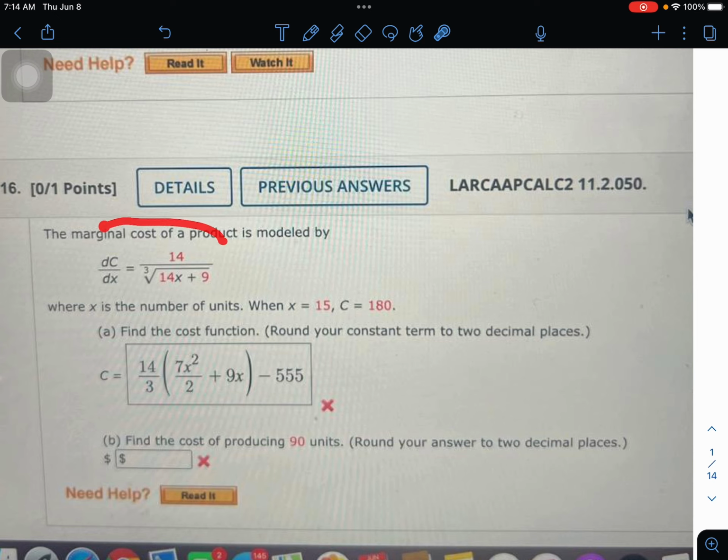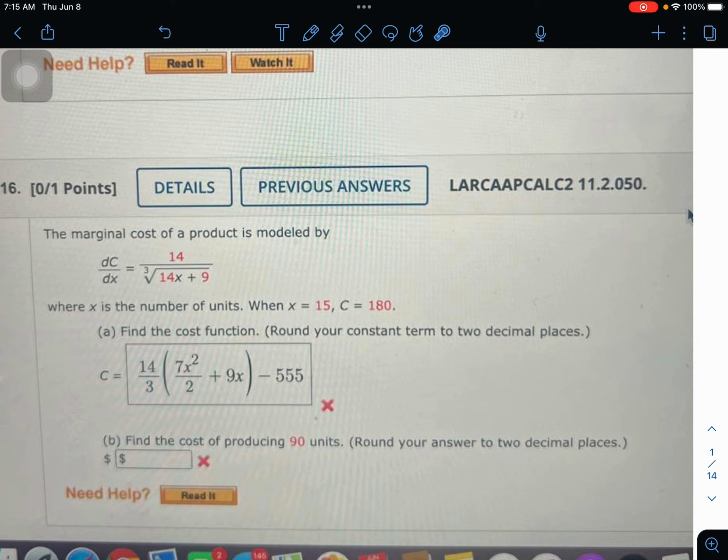So on this one, they give you a function, and they say that the marginal cost is modeled by this function. Whenever you see a fraction, dc dx, you know that this is the derivative. So that's a derivative function. It's a rate of change function. But let's see what else it says, where x is the number of units. When x equals 15, the cost is 180. It wants us to find the cost function.